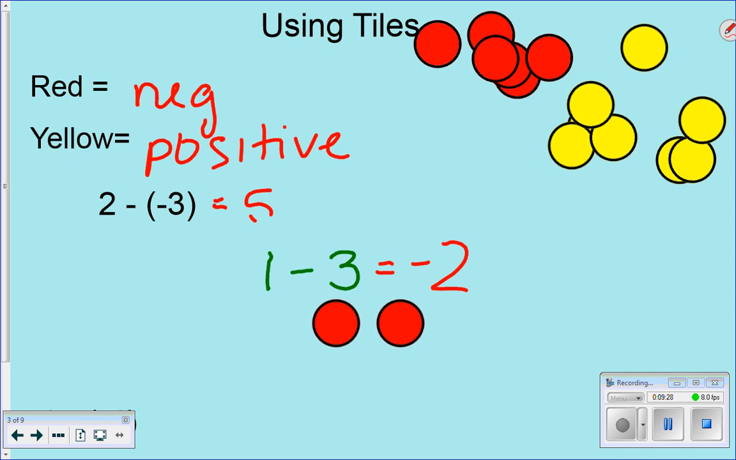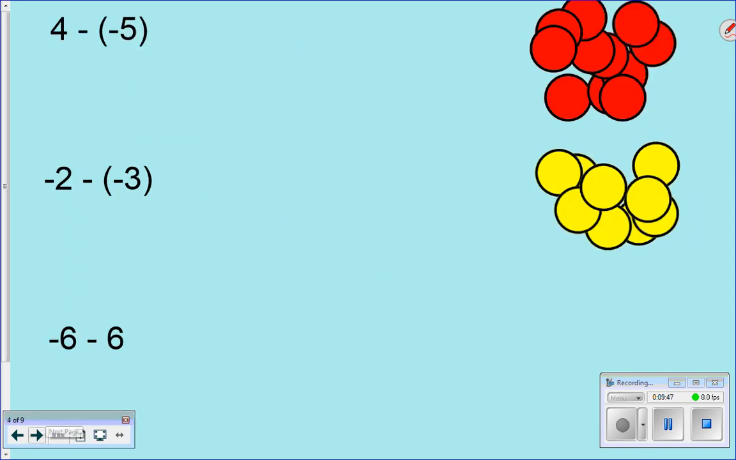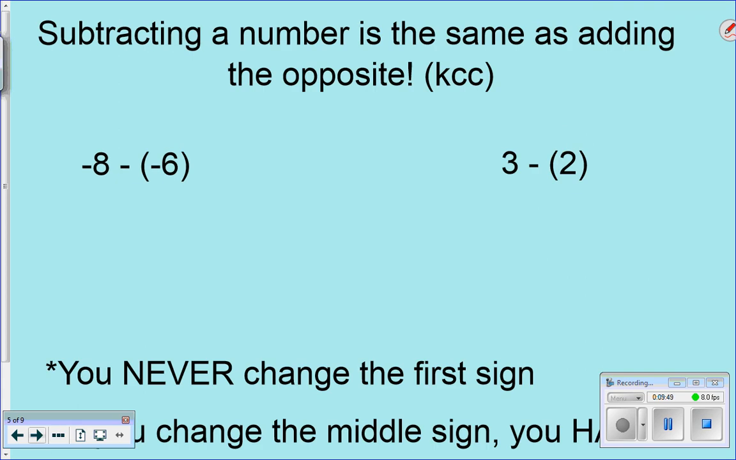Am I going to make you use your tiles for every single problem? No, because there's a trick to it. There's a trick to it. But the reason I had to show you this is so you could see what was happening and so you understood why you were going to do my trick. Ready for it? All right. Okay, here's my trick.